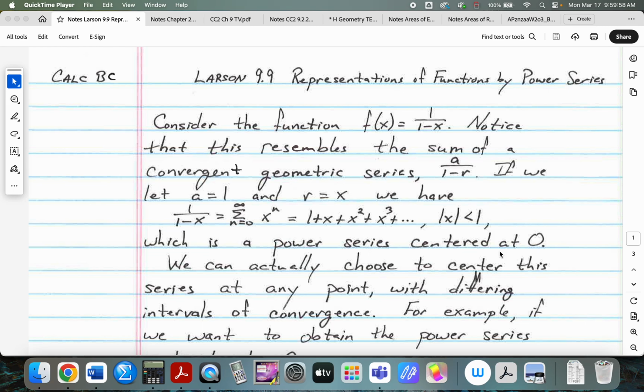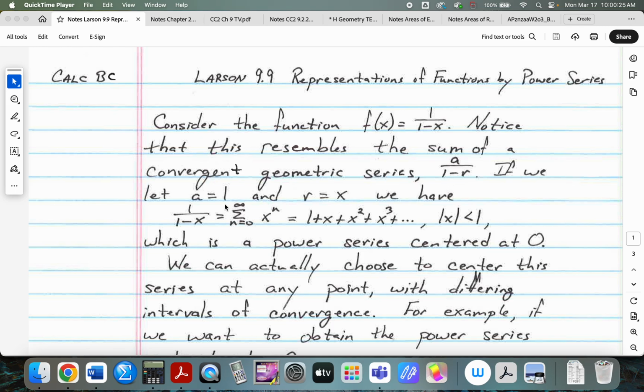We're instead just going to use the rules for a geometric series. Let me show you what I mean by that. So we're going to start with the simplest one possible. Consider the function f of x is equal to 1 over 1 minus x. Note, that looks a lot like the sum of a convergent geometric series a over 1 minus r, right? It's got x in the place of r.